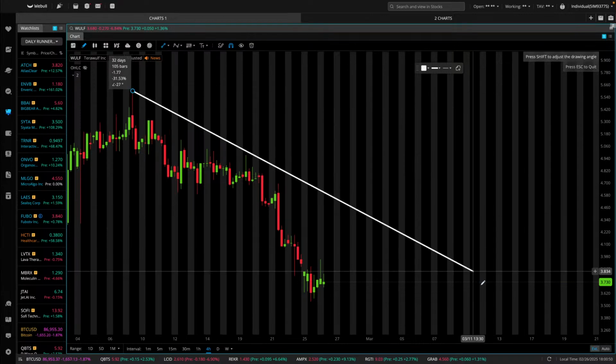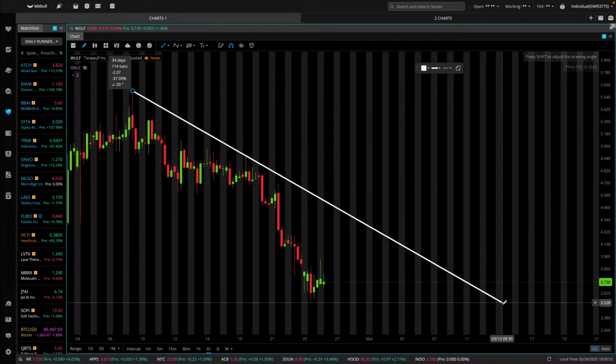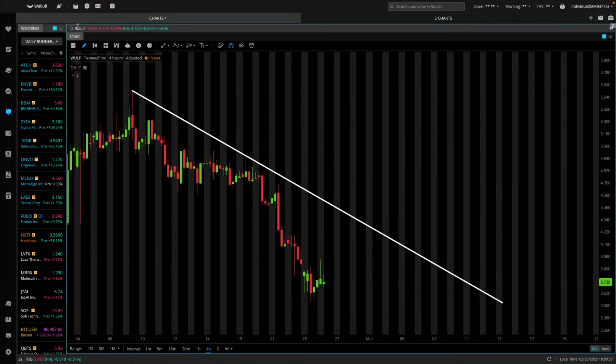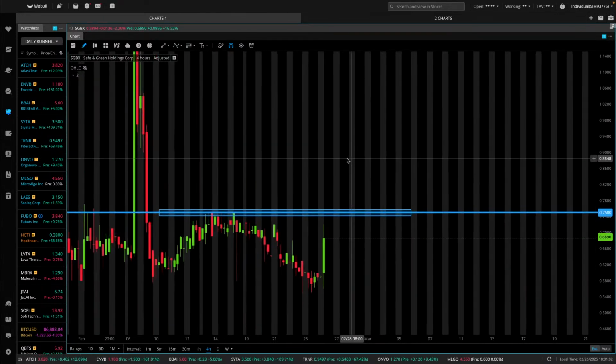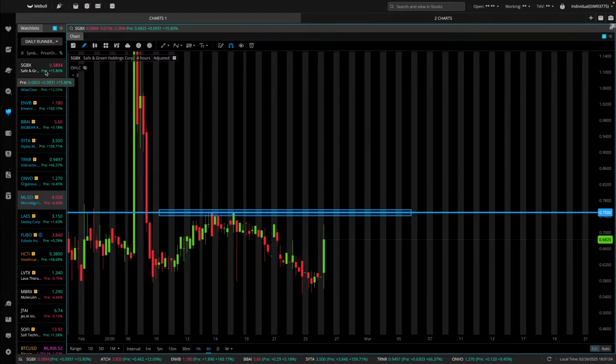Wolf follows Bitcoin and right now it is bearish. All right, I'm going to do one more, SGBX, and then I've got to head into the Discord. SGBX, wait for 0.75 break to look for an entry on this.